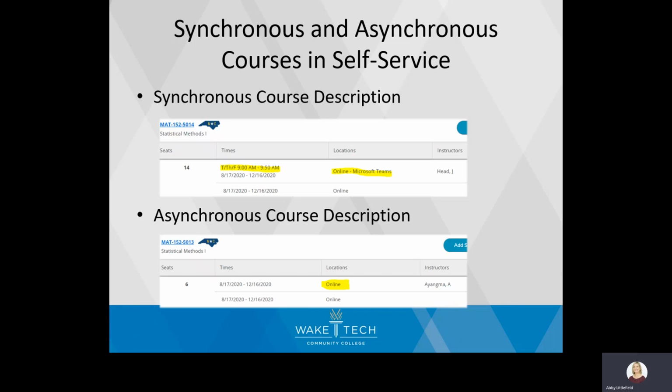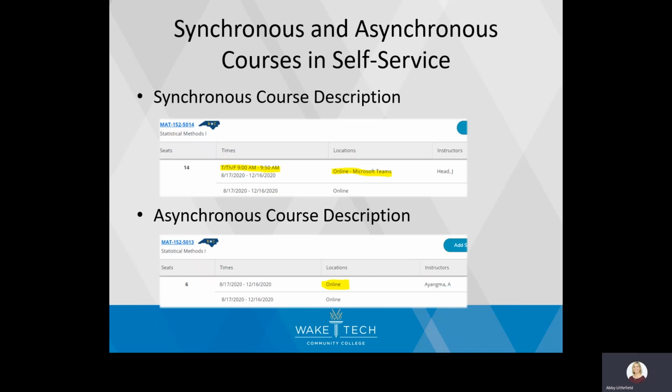So if you look at the synchronous option, you'll notice for starters that under the time, it gives specific days of the week, which in this case is Tuesday, Thursday, and Friday. And it also gives a specific time, which is 9 a.m. to 9:50. You'll notice that for the location, it says online, Microsoft Teams, which means for this specific class, even though you're not on campus, you are meeting as a class at those designated times, just like you would be if you were physically on campus.